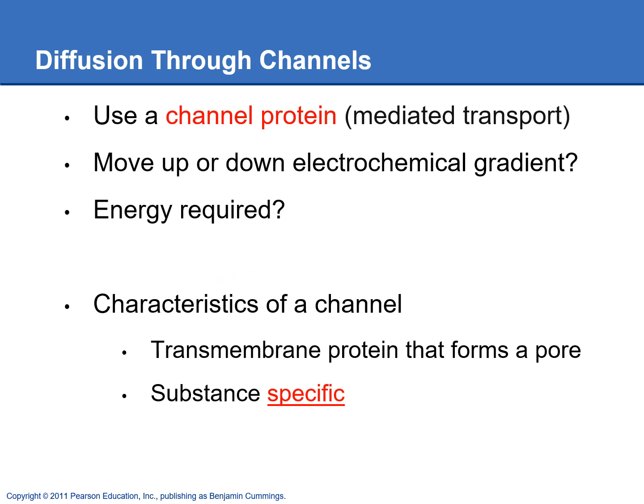Another passive form of transport is diffusion through channels. And we're going to be using a channel protein which has a hole or a pore in it. And because we're using the word diffusion, we know it's going to be passive. So we're going to be moving down our concentration gradient and no energy is required. And each of these channel proteins have a specific shape and they're only going to be transporting a specific molecule across.